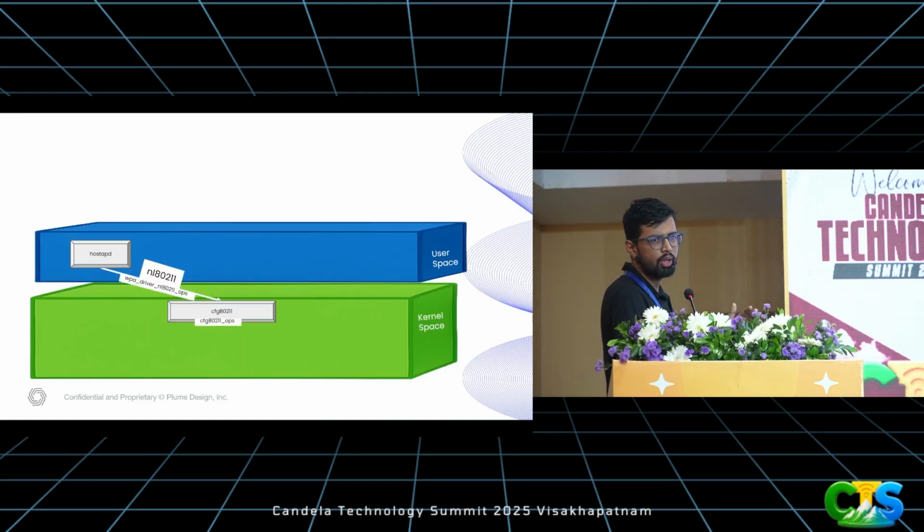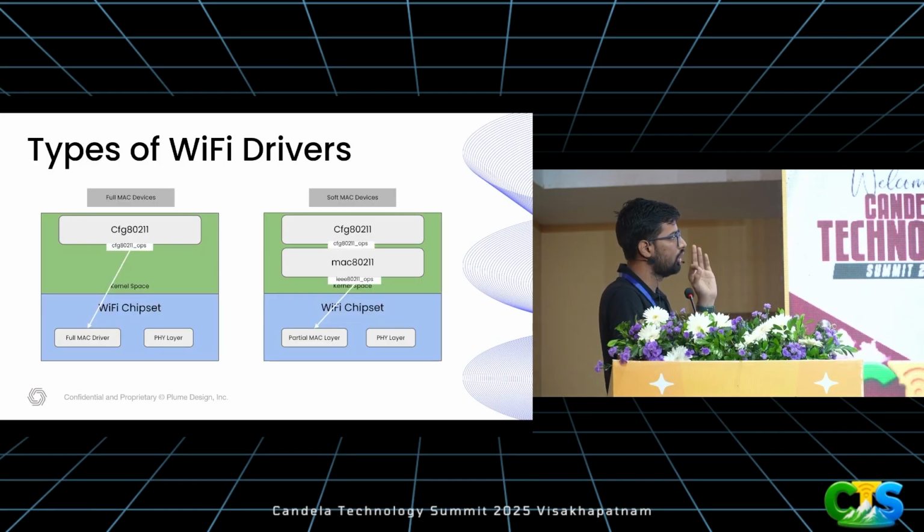Now, until now, we have seen that CFG80211 is here. And I also mentioned that there is a driver which can listen directly to the CFG80211, but some drivers are implemented in such a way that they speak with mac80211. Why is that? So there are two types of drivers. One is SoftMAC drivers, one is FullMAC drivers. On the left, you can see FullMAC drivers, which directly speak to CFG80211 callbacks that I showed in the previous slide. But there is a MAC layer implementation done in the mac80211.